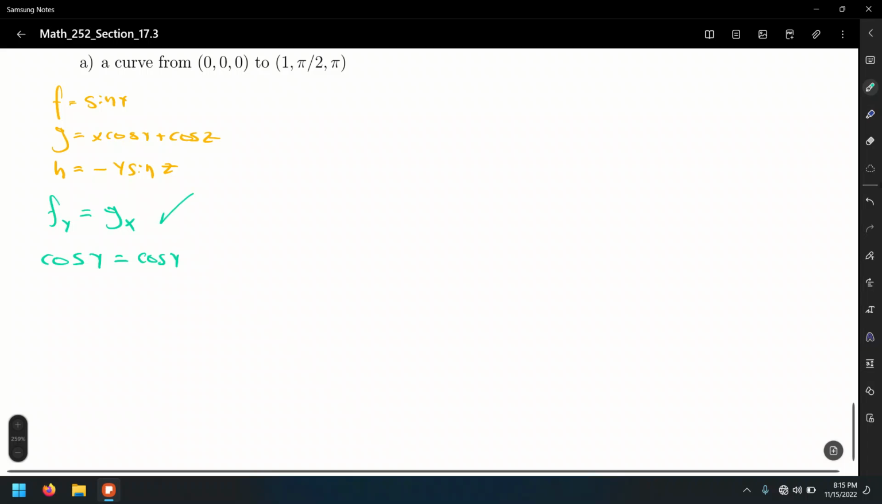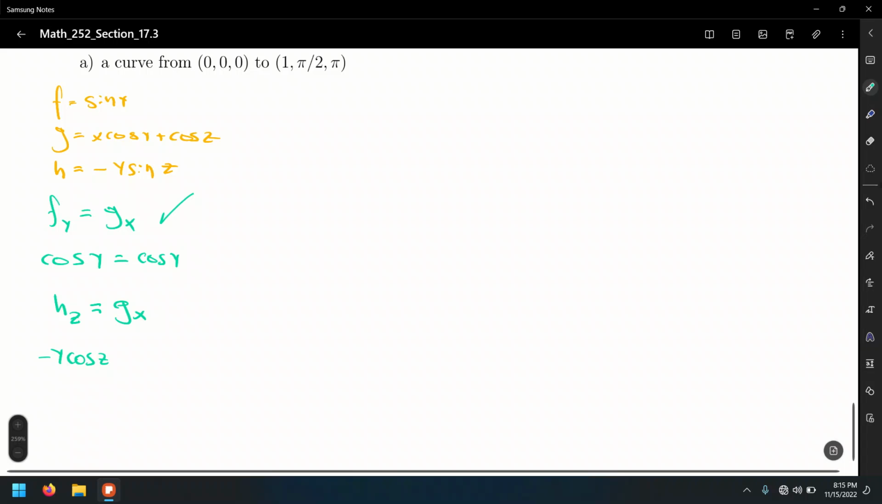Second condition, the partial of h with respect to z, is that equal to the partial of g with respect to x? Let's find out. The derivative of sine z, isn't that a cosine z times negative y? That's a negative y cosine z.